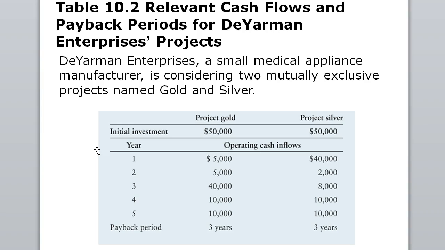Okay, so let's look at this enterprise. It's a small medical appliance manufacturer considering 2 mutually exclusive projects, meaning that they're going to do one or the other, not both. So both have an initial investment of $50,000, and here are the operating cash flows from years 1 to 5. The payback period is 3 years for gold and 3 years for silver, so it's even.